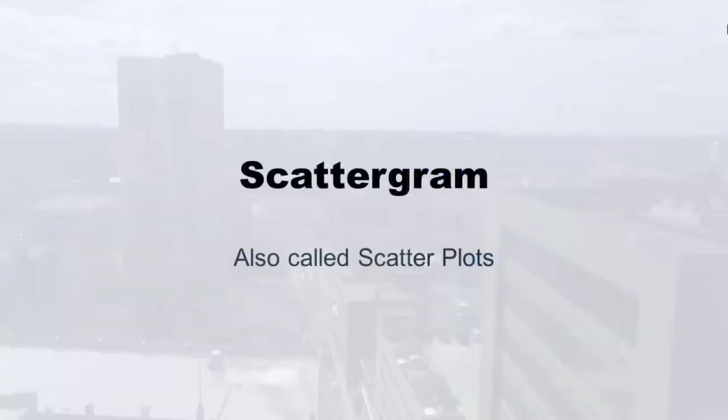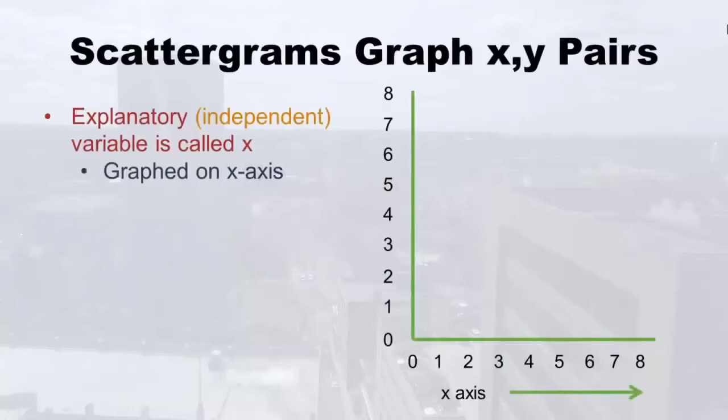So let's start with the scattergram, and I also call it a scatter plot because just like everything in statistics, there's got to be about 8 names for everything. So scattergram and scatter plot mean the same thing. So let's just get with the setup here. So scattergrams or scatter plots are graphs of XY pairs. So what's an XY pair?